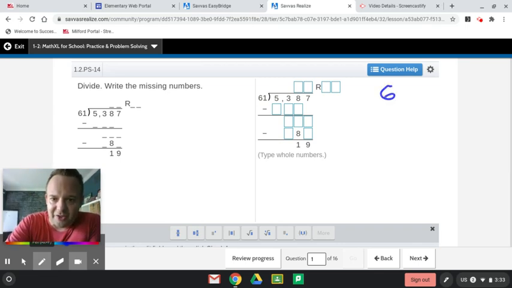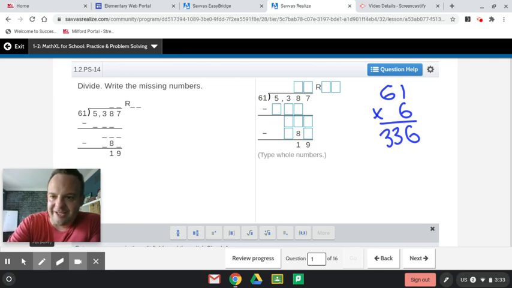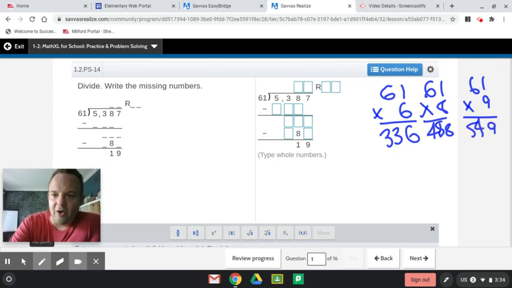So off to the side, I'm just going to go 61 times 6. Let's see what that is. Oh, that is too low because we're trying to get 538, but not over. Let's do 61 times 8 now. And we get, oh yeah, that one works. But let's see if we can go one more. Do you think one more will fit in there? Let's see, guys. Oh, that is too much. So we are going to go with the 8.